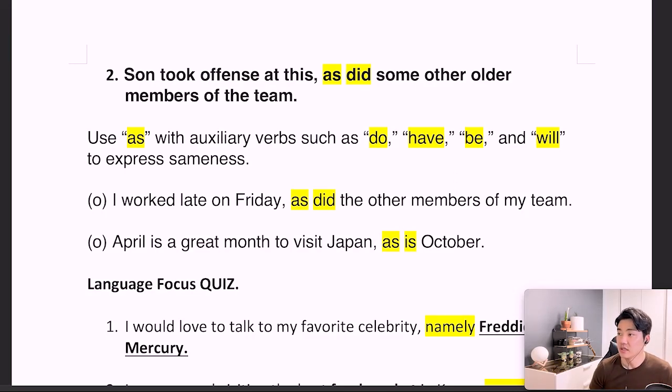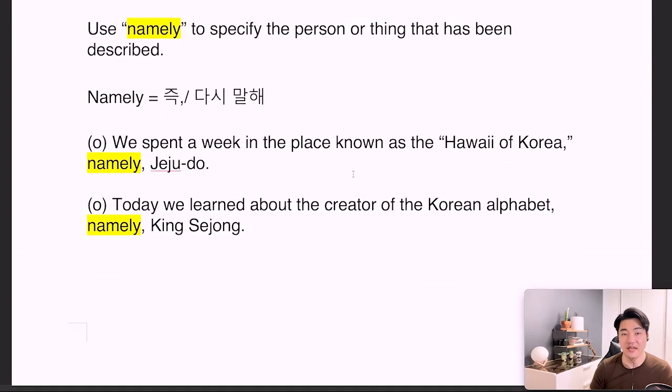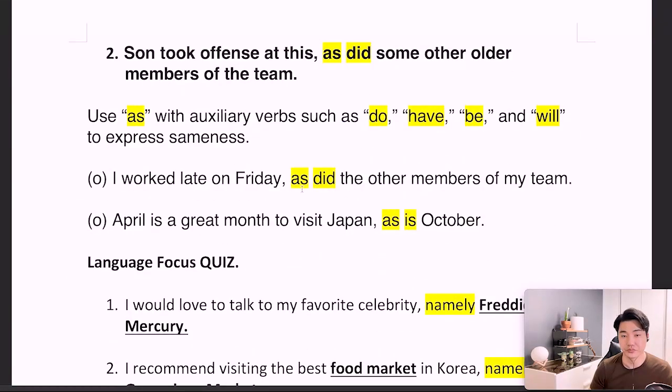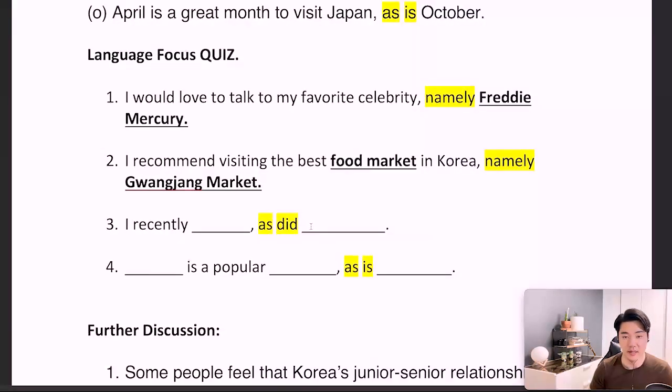So number 3. Remember when we said as do, as have, as be, as will? So as 조동사 무엇과 마찬가지로. I worked late on Friday, as did the other members of my team. 저는 저희 팀원들과 마찬가지로 금요일 날 야근을 했습니다.